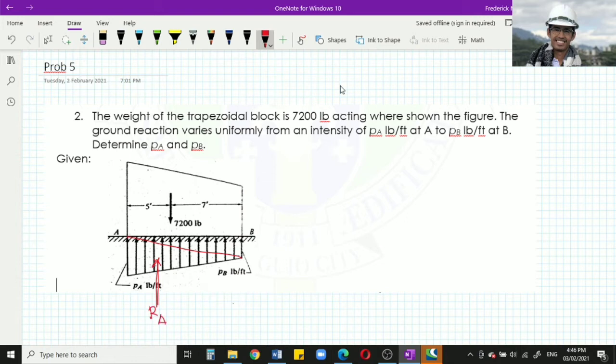And sa kabilang triangle, ganun din. 1/3 naman ng ating length from point B naman. So, this will be RB. Okay?